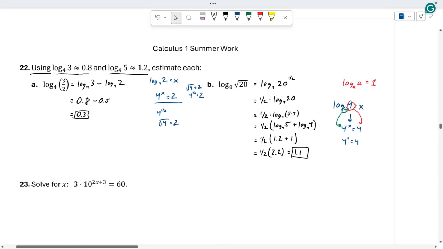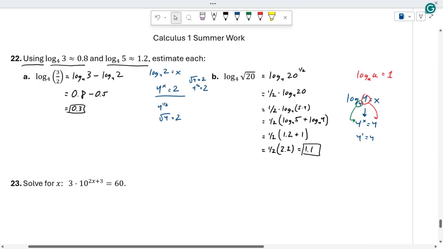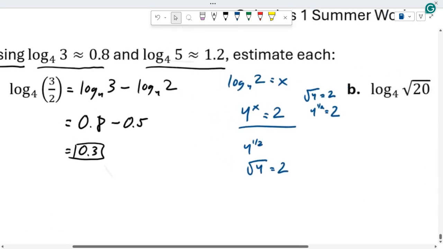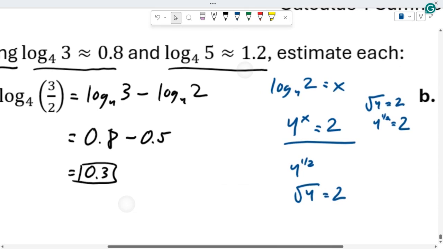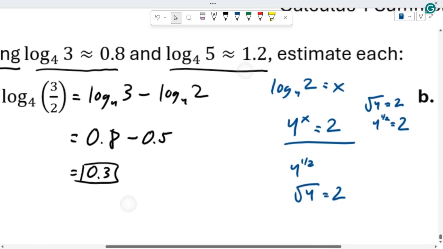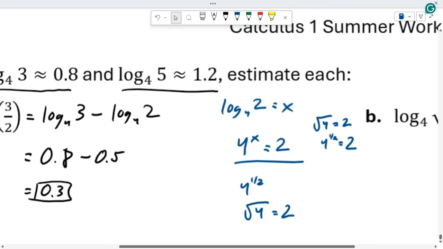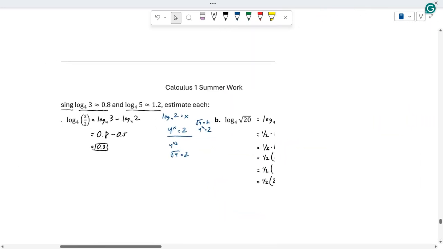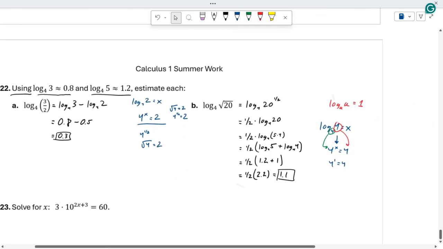So between A and B, a good question to check and see, do you understand logarithms? Do you understand sort of how we can use them, how to use the properties? So just as a reminder, for A, we needed to use the quotient rule. Then we needed to use our approximation, and then we did need to know this. We needed to know that the log of 2 base 4 is 0.5 because 4 to the 1/2 equals 2 because the square root of 4 is 2. So there was some sort of outside knowledge that we needed here.